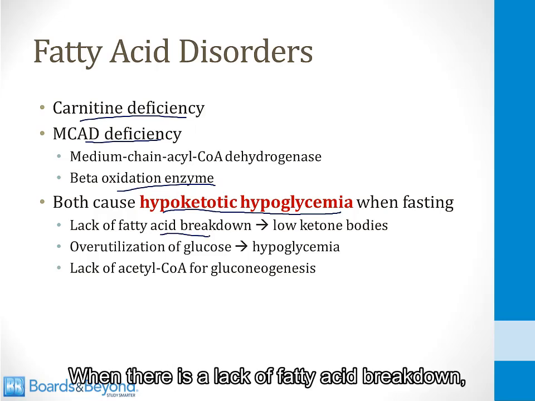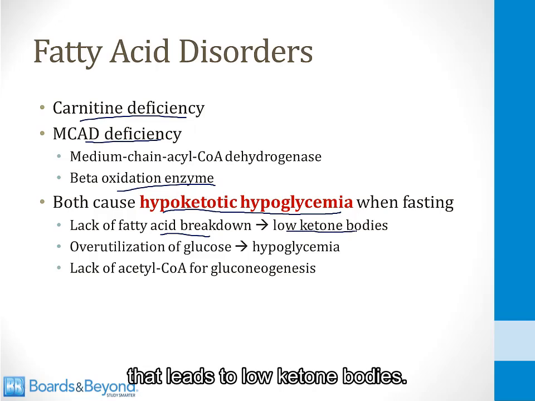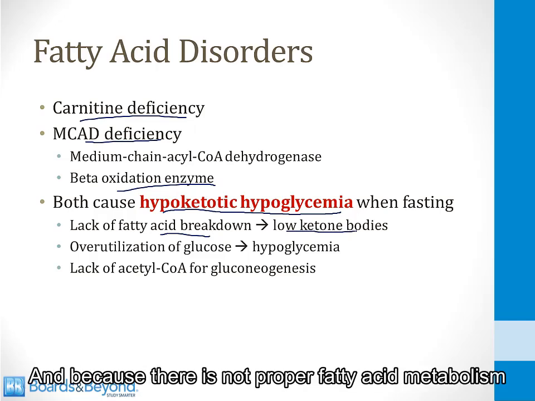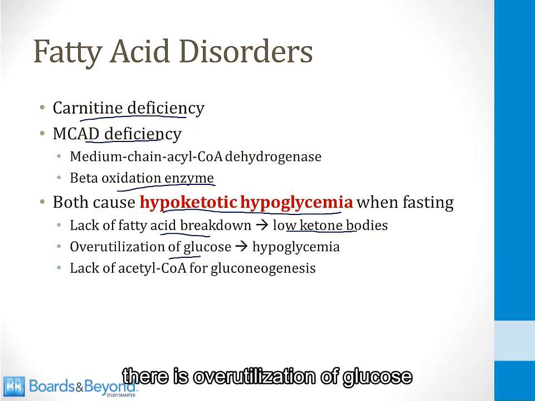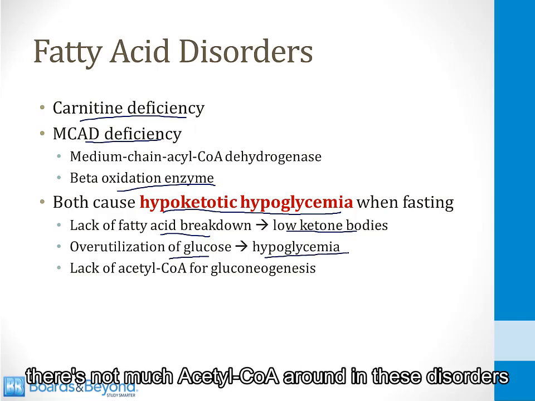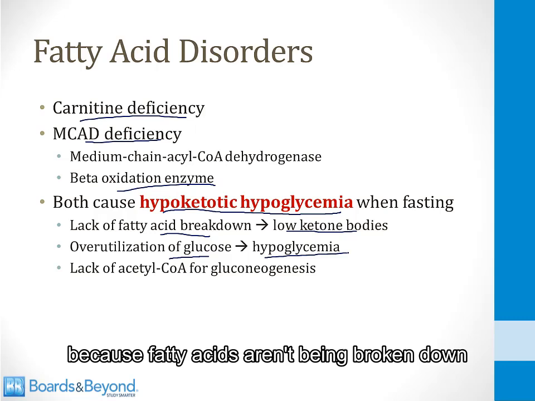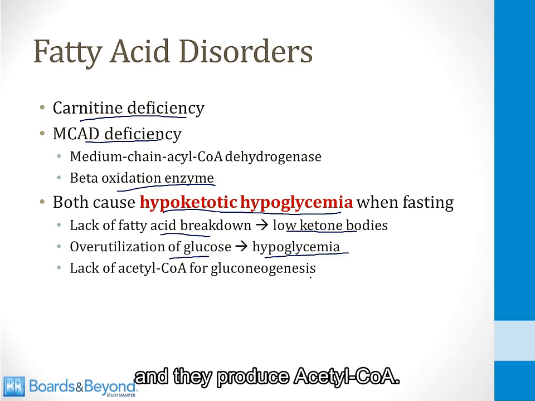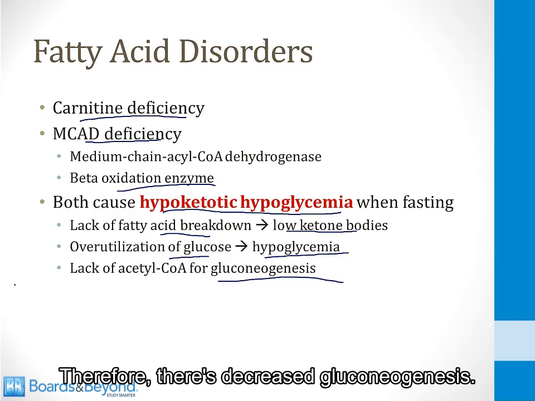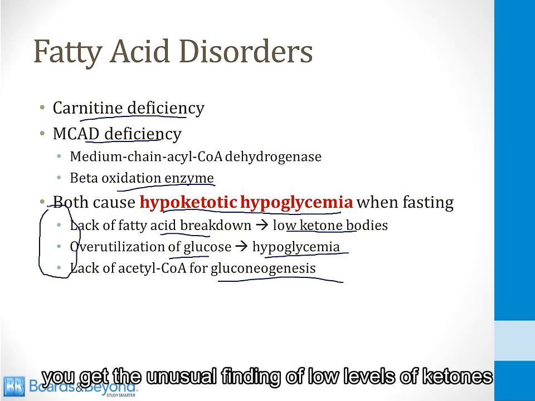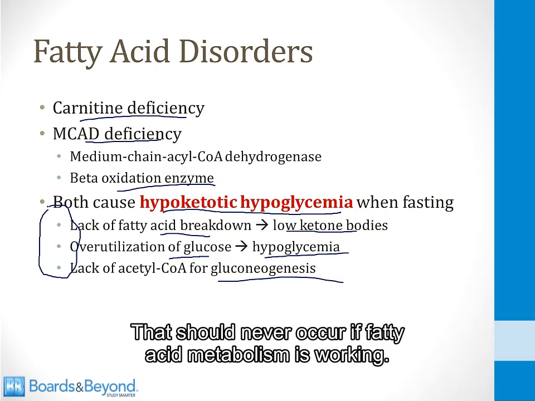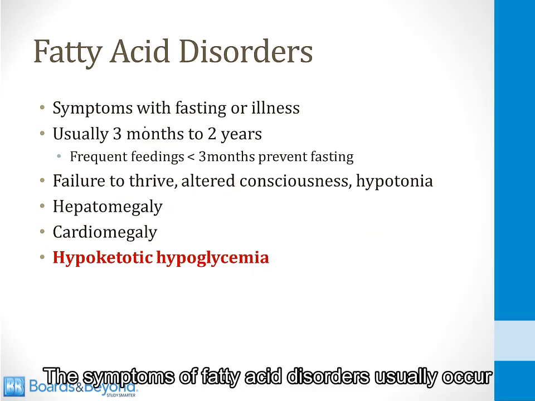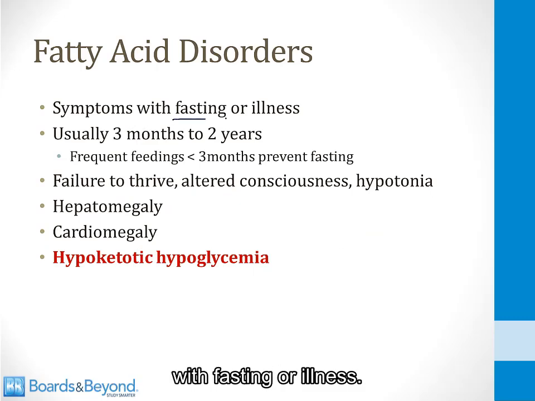When there is a lack of fatty acid breakdown, that leads to low ketone bodies, and because there is not proper fatty acid metabolism in these disorders, there is overutilization of glucose, and that leads to hypoglycemia. In addition, there's not much acetyl-CoA around in these disorders because fatty acids aren't being broken down and they produce acetyl-CoA, therefore there is decreased gluconeogenesis. So for all of these reasons, you get the unusual finding of low levels of ketones in the setting of hypoglycemia that should never occur if fatty acid metabolism is working. The symptoms of fatty acid disorders usually occur with fasting or illness.